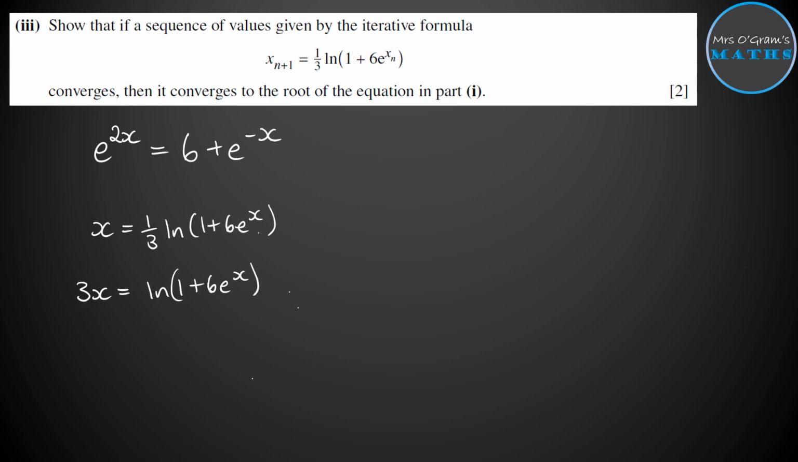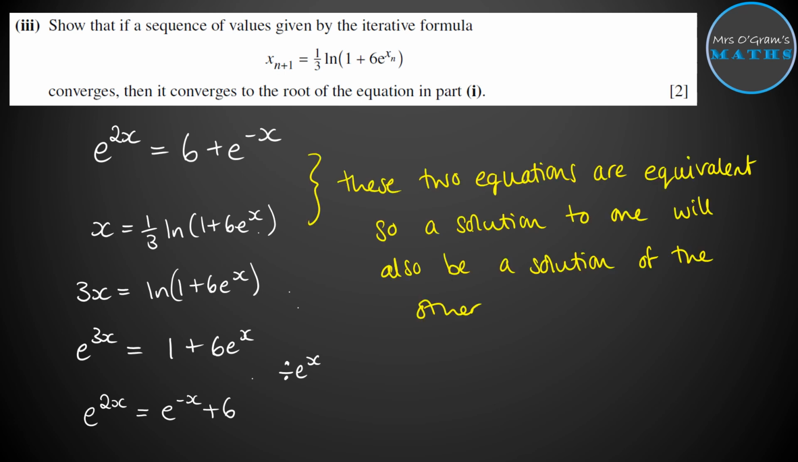So if we start with the formula that we've got for the iteration, multiply by 3, and then if we take e of both sides, then we'll end up with this. Now at this point, divide through by e to the x, and you'll see we've got the same equation. And then finish off with a statement to say that because they are equivalent, as we've shown, then the solution to one will also be a solution to the other.